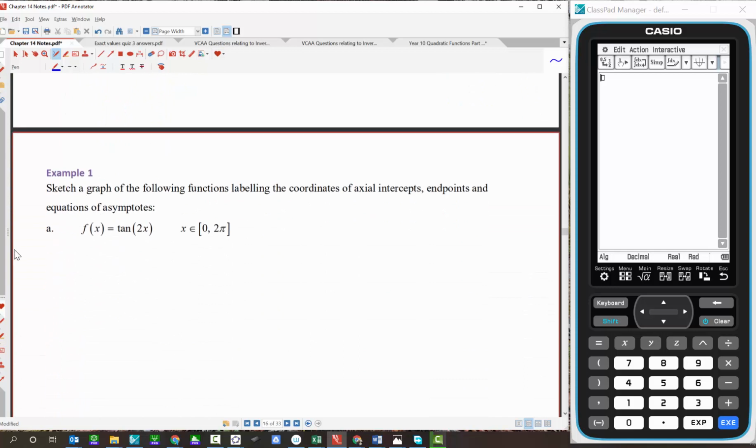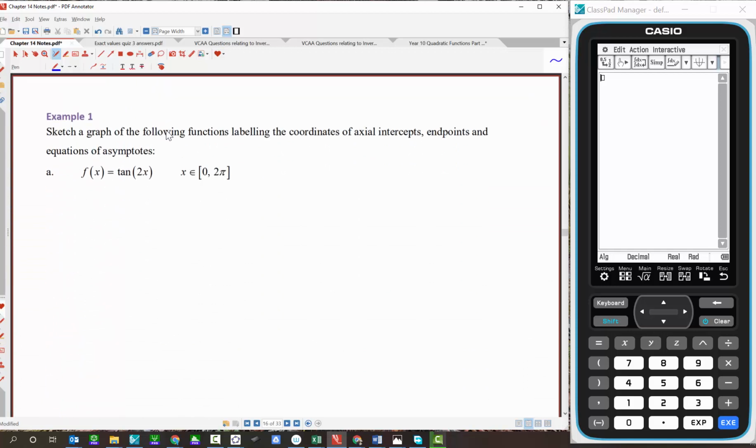All right, so let's sketch one. Okay, so sketch a graph of the following functions labeling the coordinates of axial intercepts, endpoints, and equations of asymptotes. So we want it over 0 to 2 pi. So we're going to note here that the period of a tan function is usually, I'm so in the habit of putting 2 pi down, the period is pi, and this one here has an n value of 2, so we're going to go pi on 2.